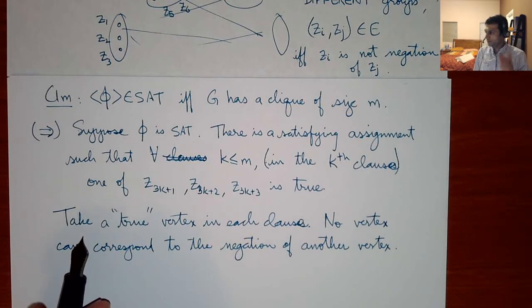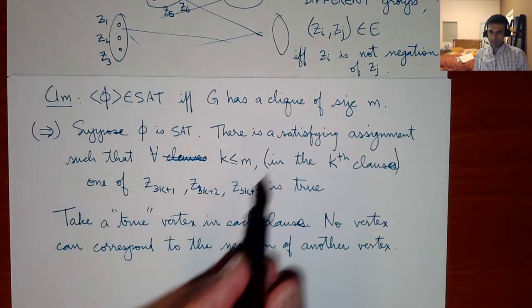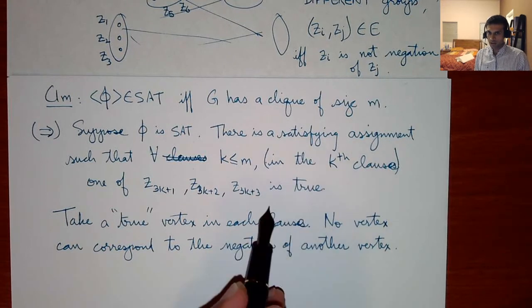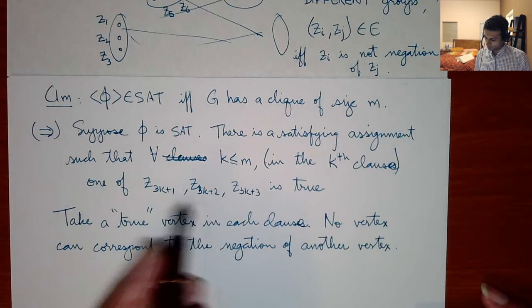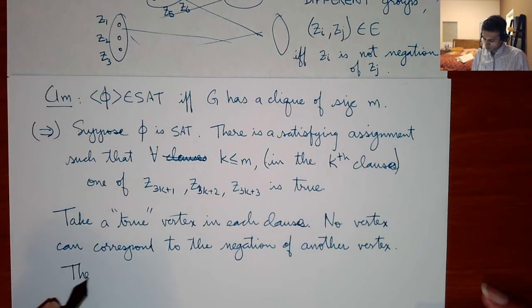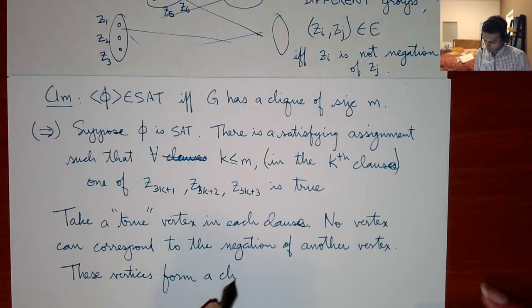All of these have to be simultaneously true, because there is a single satisfying assignment that makes one of these true in each clause. And these vertices form a clique of size m.